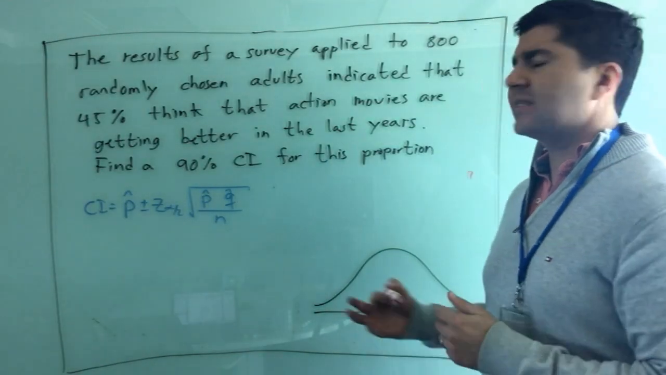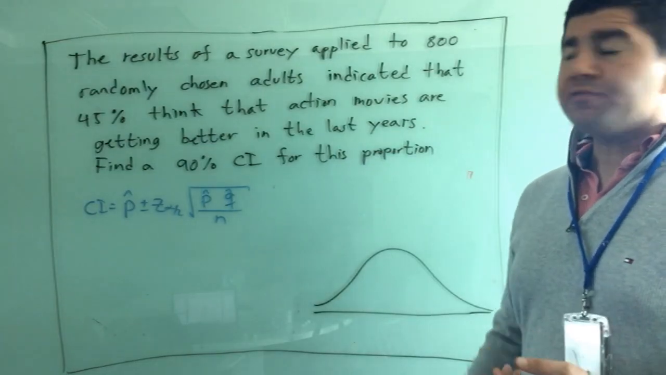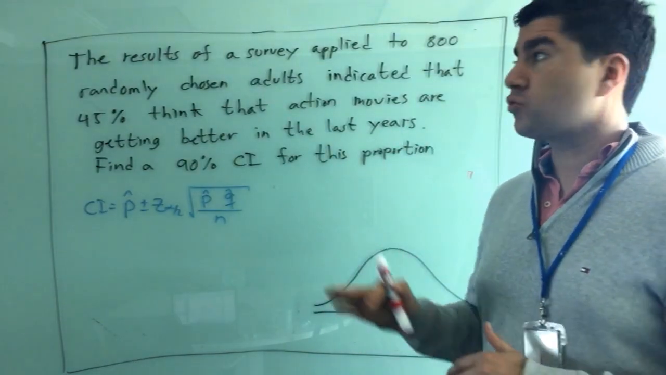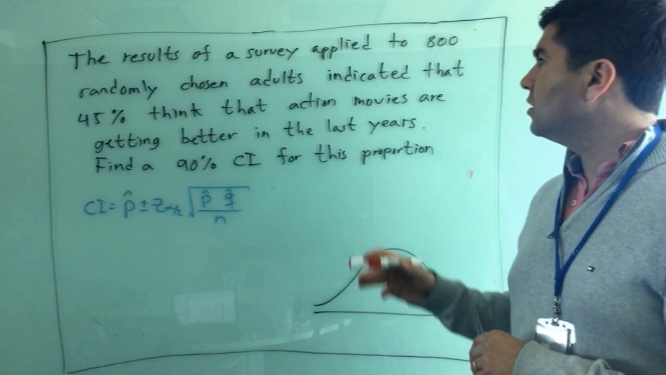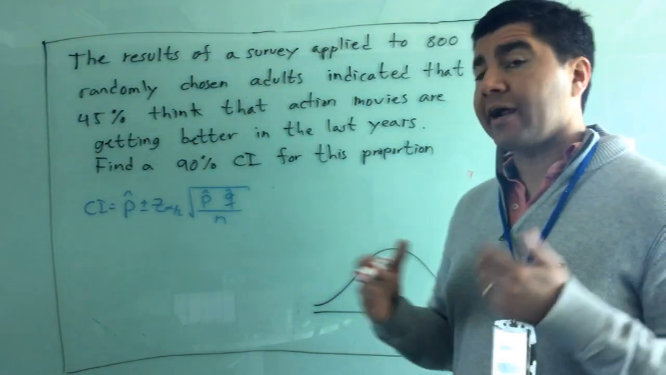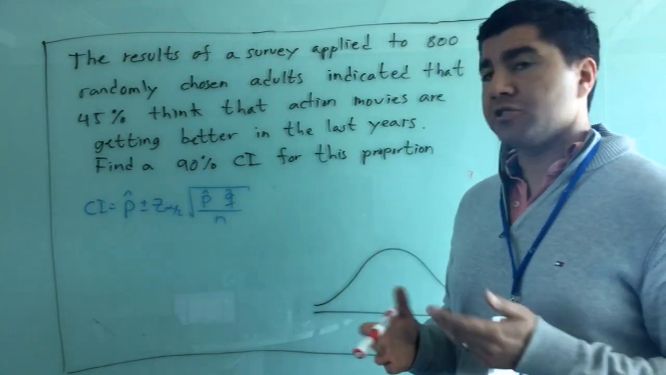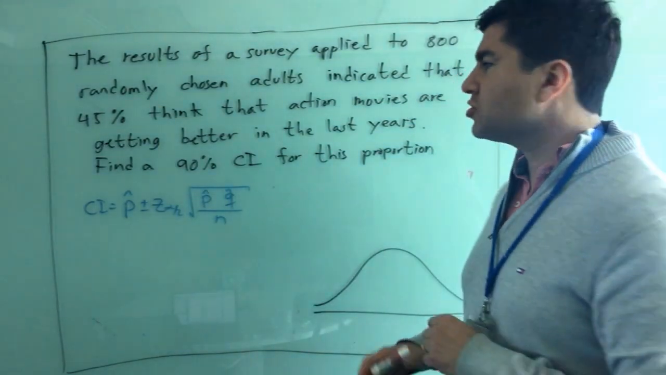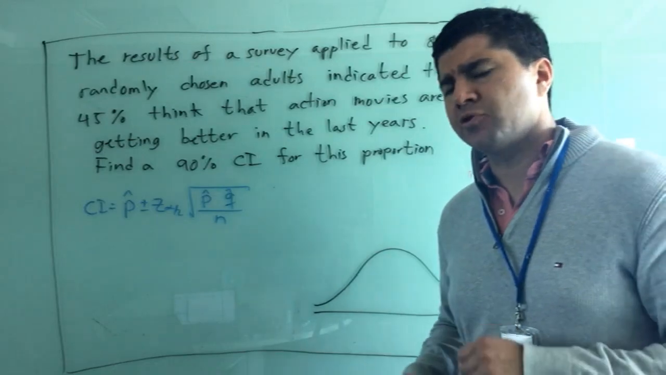In this exercise, the text says, the results of a survey applied to 800 randomly chosen adults indicated that 45% think that action movies are getting better in the last years. Find a 90% confidence interval for this proportion.